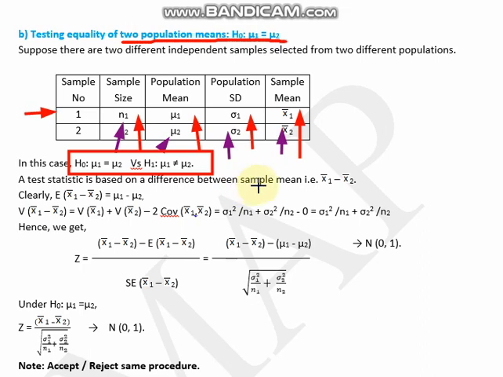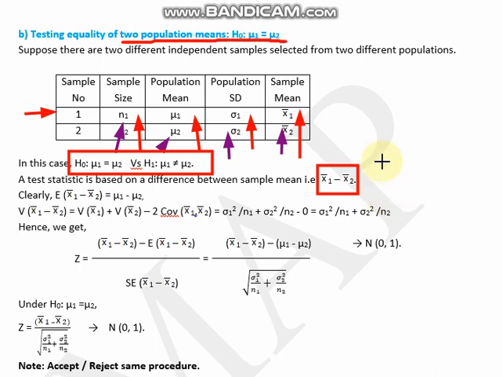And since we are testing population mean, therefore our test statistic should be sample mean. And this is related with equality of two population means. So that means our H naught is mu1 equal to mu2, that is mu1 minus mu2 equal to 0. So a test statistic is based on a difference between sample means, that is x bar 1 minus x bar 2, since our H naught is about mu1 minus mu2. Therefore we are taking the difference between sample means.